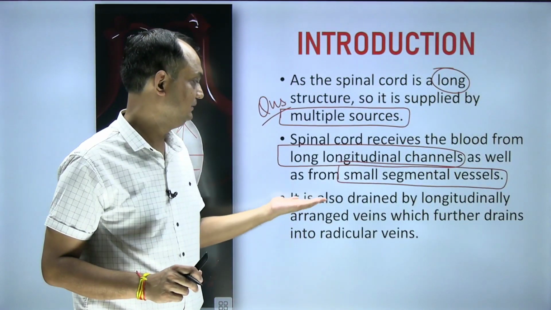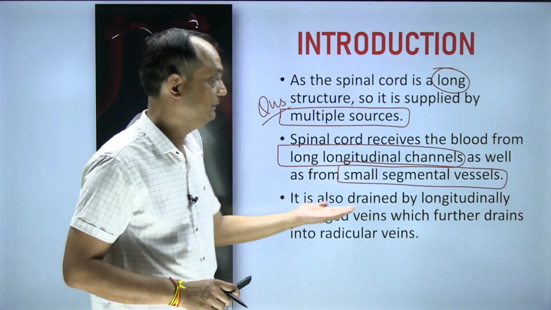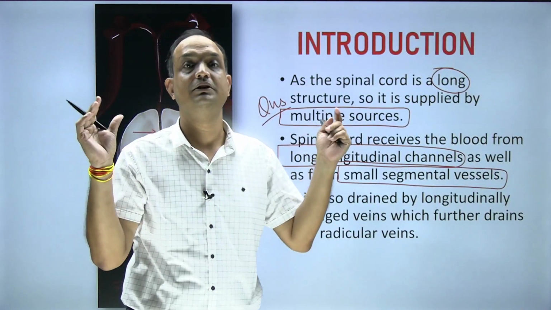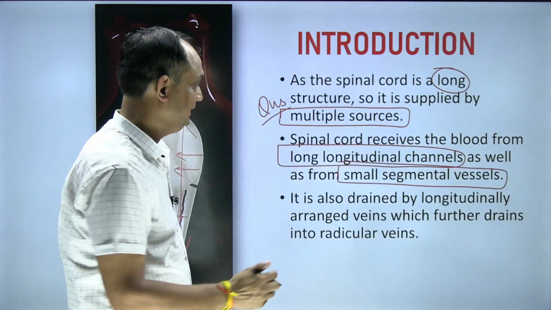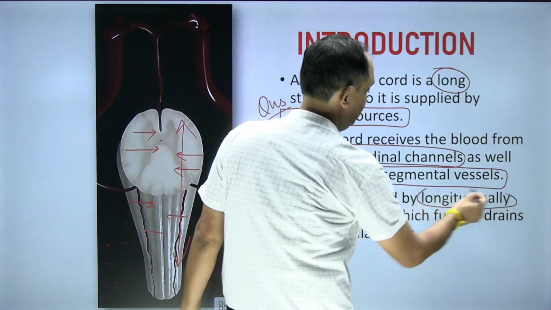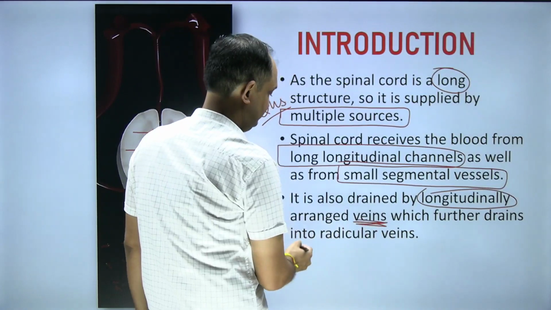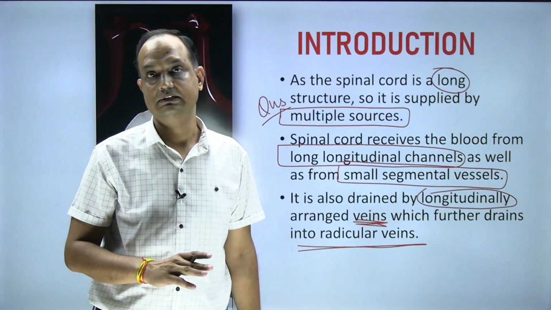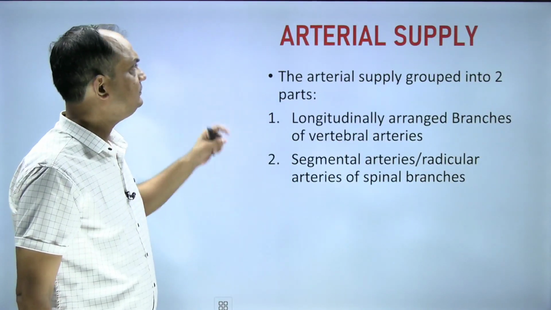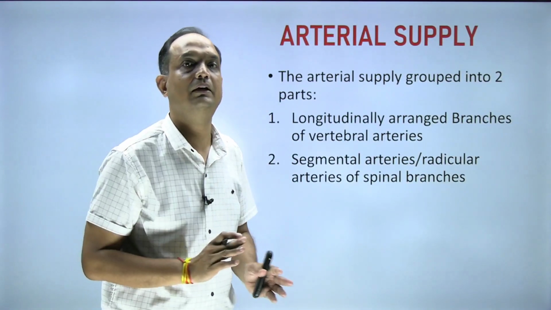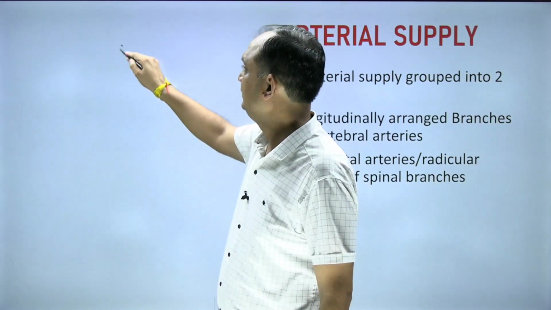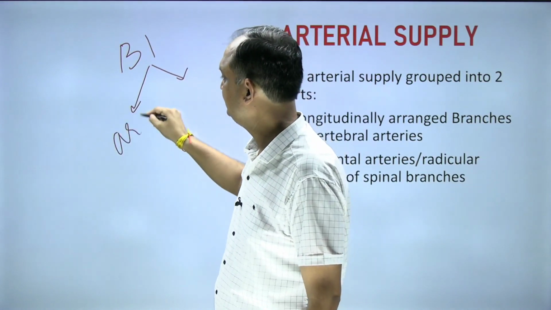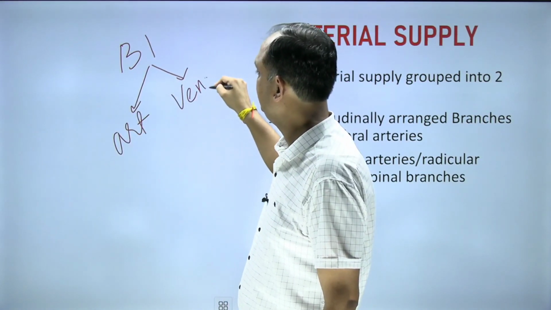Another thing is that this blood is drained by longitudinally arranged veins. So whatever venous blood is generated around the spinal cord is also drained by longitudinally arranged veins, and these veins further drain into the radicular veins, which are again the segmental veins. Clear? Now, when you talk about the blood supply of the spinal cord, you know that blood supply always has two parts. One is the arterial supply and the second is the venous drainage.